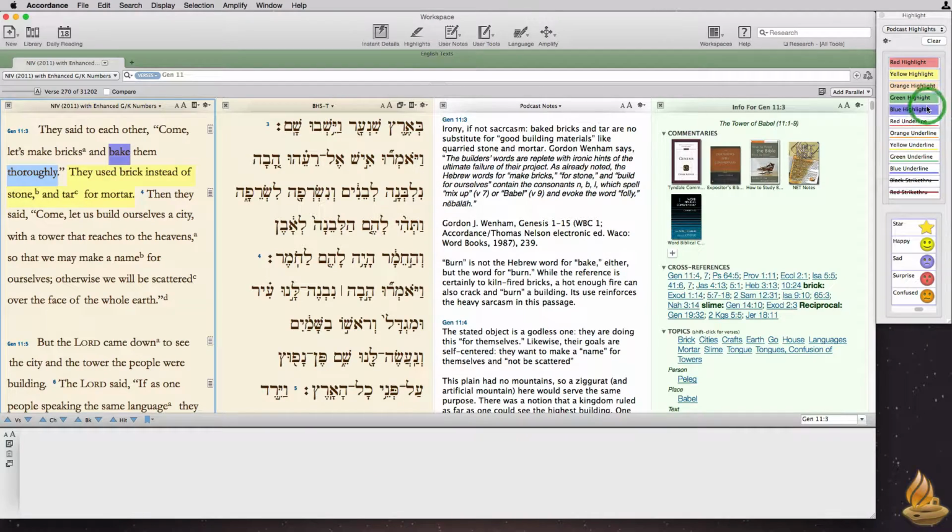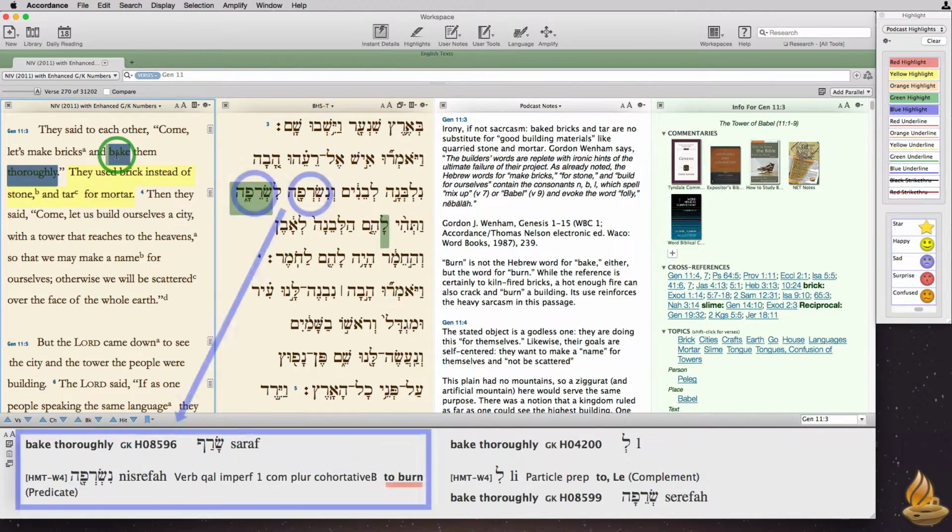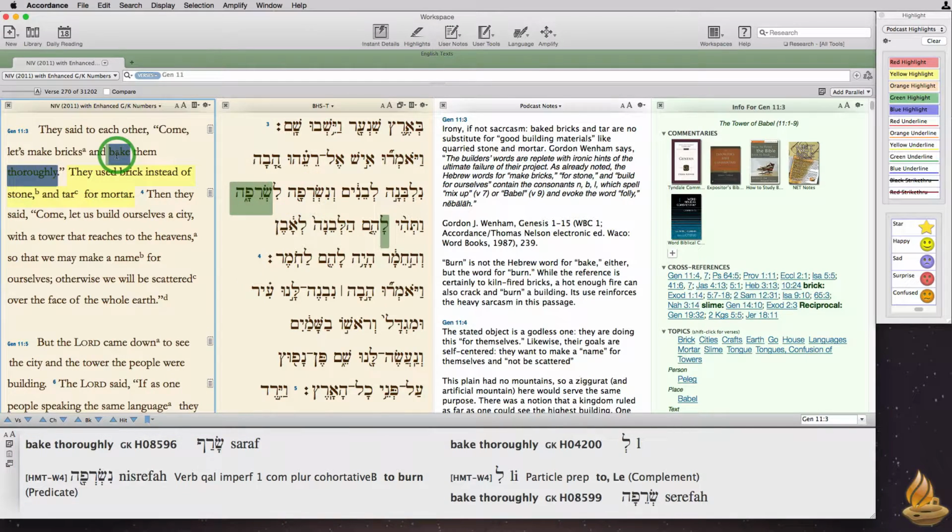This is actually the word saraf repeated twice in Hebrew. It's by way of emphasis, and it's not the normal word for bake. It really means burn. So let us burn them crispy or something like that would carry a sense of the sarcasm that's happening here. Of course, baking bricks makes them much more durable, but in addition to that, fire is one of the things that destroys buildings. So we've got some tongue-in-cheek sort of things going on here.